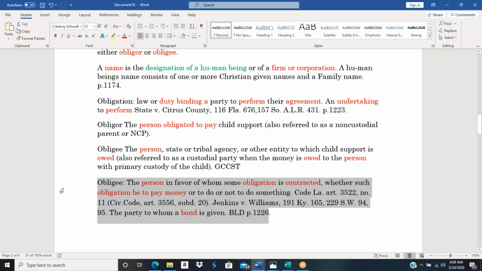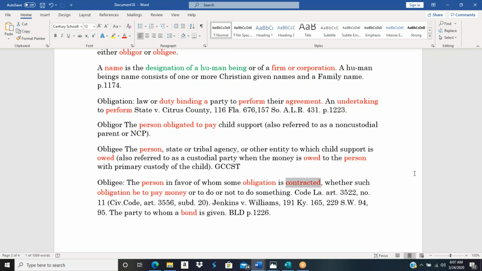Sir or ma'am, the obligee, according to Black's Law Dictionary, is the person in favor of whom some obligation is contracted, whether such obligation is to pay money or to do or not to do something. So, therefore, if you're stating that there's an obligee, then I'm hereby demanding a certified copy of the contract that obligates me to the obligee. Can you produce that contract here today? They're going to look at you sideways because right now you've got them. I told you, gentlemen, no contract, no wage garnishment, no duty of support, no 4D order.